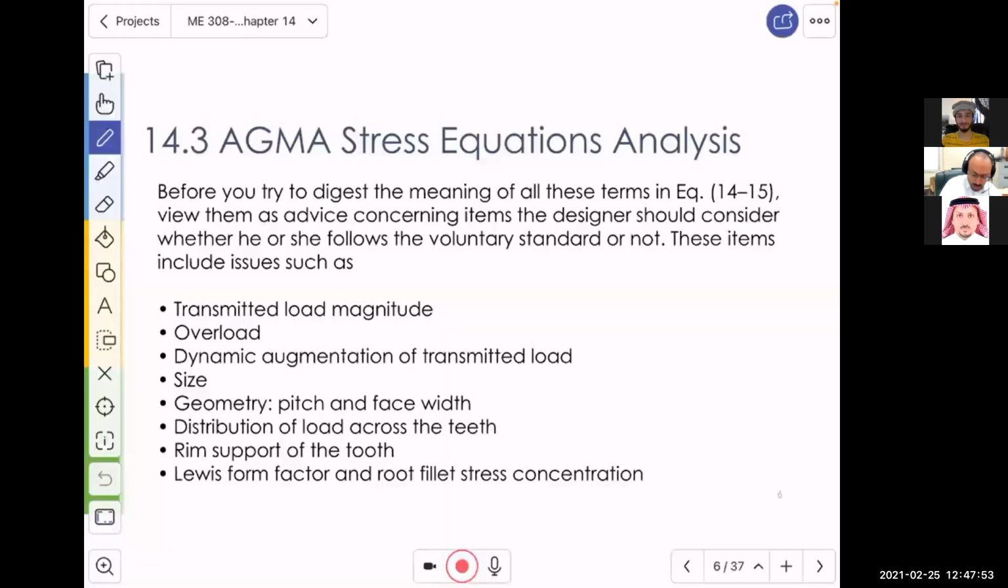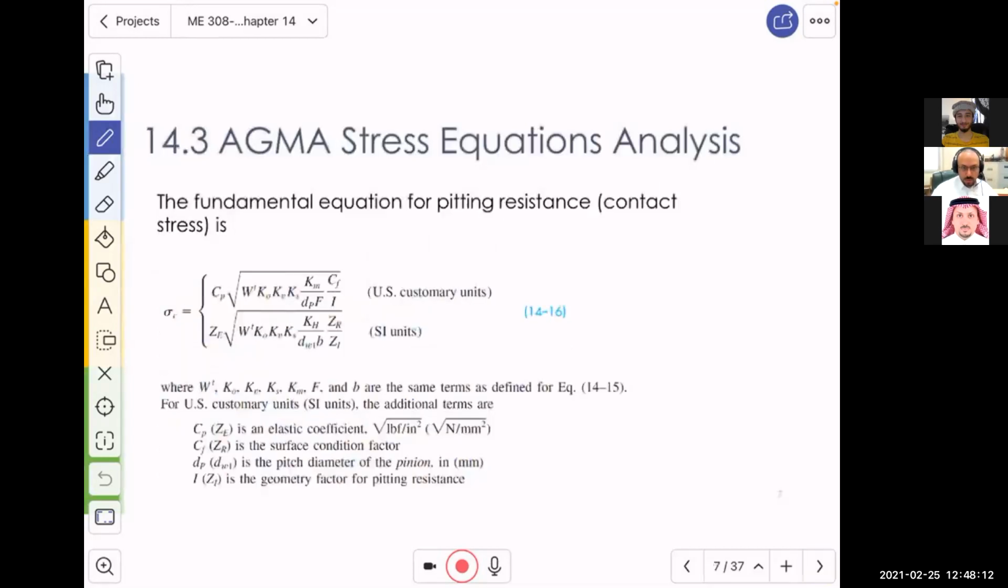Okay, let's get started again. So what are these equations? Of course, this is a summary of what these equations take into account: the transmitted load magnitude, overload, dynamic effect, size, geometry, distribution of the load, the rim support, and so on. So, inshallah, ya shabab, while we are talking about each one of these letters, you will have a very clear idea about what they are.